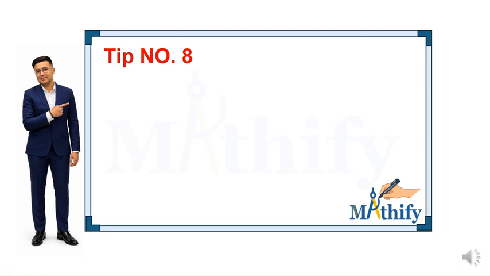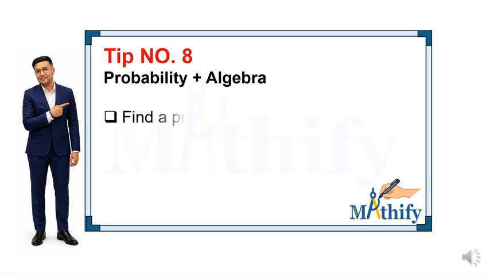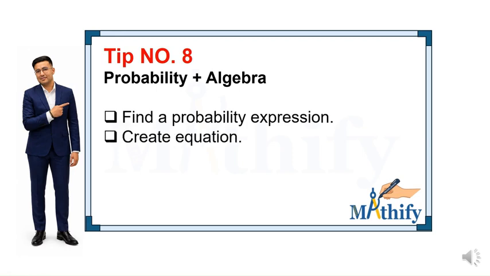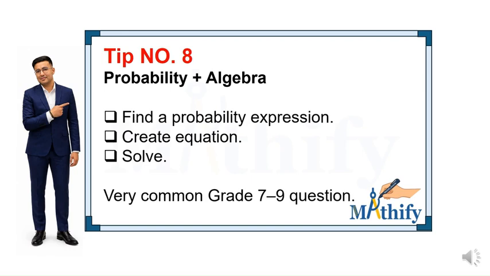Tip number 8, probability and algebra. You need to find a correct probability expression, make an equation, and solve it. This is a very popular grade 7 to 9 question. It could be an equation of probability or a probability equation, or it could involve conditional probability. This is a very popular grade 7 to 9 question.